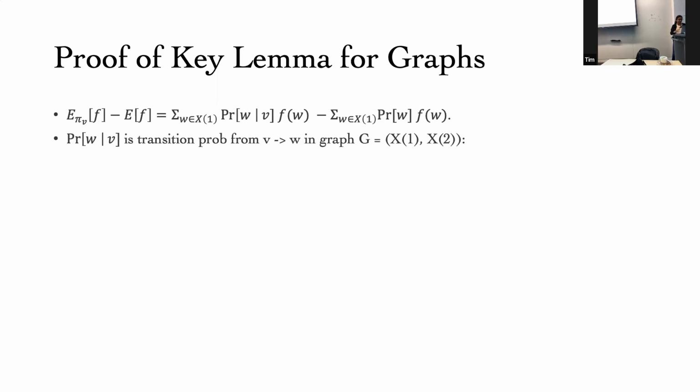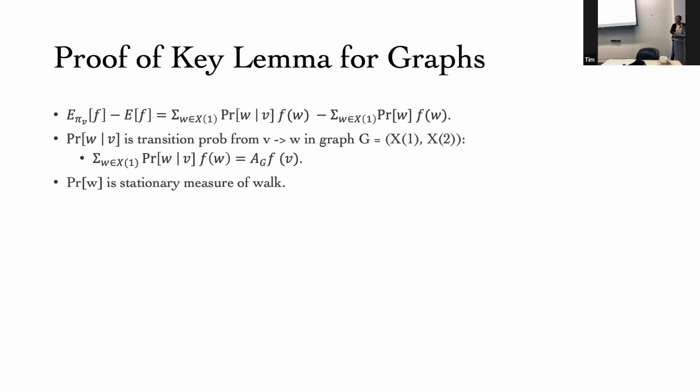So the probability of W conditioned on V is just the transition probability of V to W in the graph, like this X1, X2. And this thing can just be seen as the adjacency matrix of G applied on the vector F and evaluated at a particular point V. The adjacency matrix at any entry is just the probability that you go from V to W, in the undirected case. And now we know what this means.